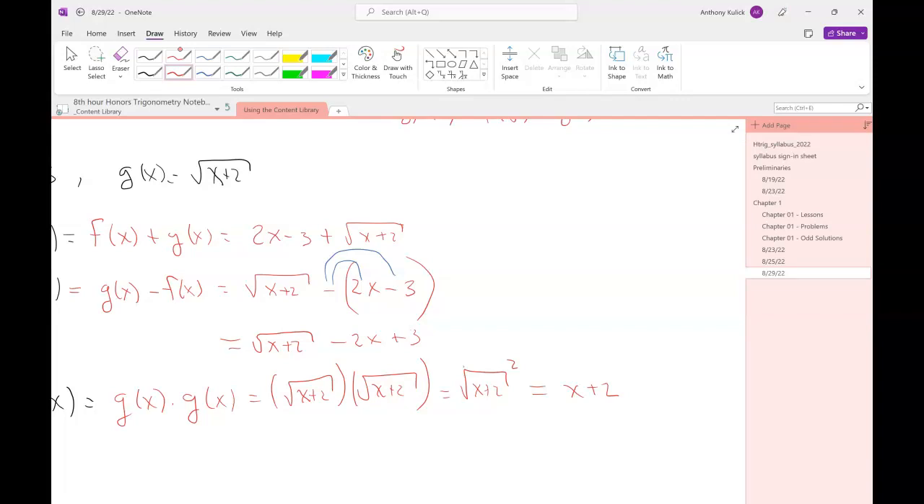Shoot. Tricked you guys again. Not plus or minus, but absolute value. Because if x plus 2 was negative, could you have taken the square root of it? No. So it had to be a positive value in order to come out of this thing.